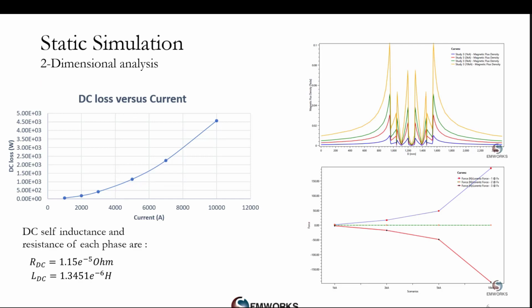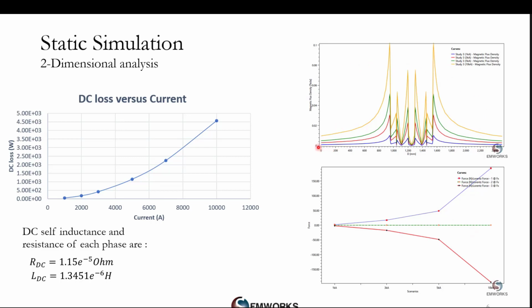Continuing with the static analysis, since all three phases are identical and have the same spacing, DC resistances and inductances are the same. The DC losses obtained by the software are proportional to the applied current, which meets the theory. They can reach values of 5 kilowatts when 10 kiloamps are applied. At the top right side, we can see the magnetic field results between 2 points at the axis of the busbars for different currents.